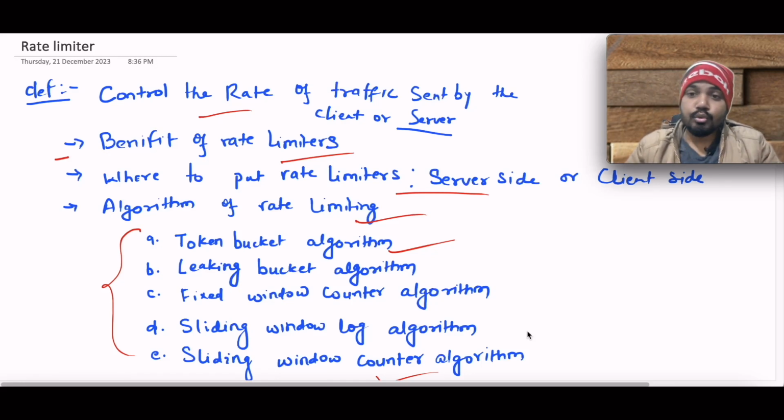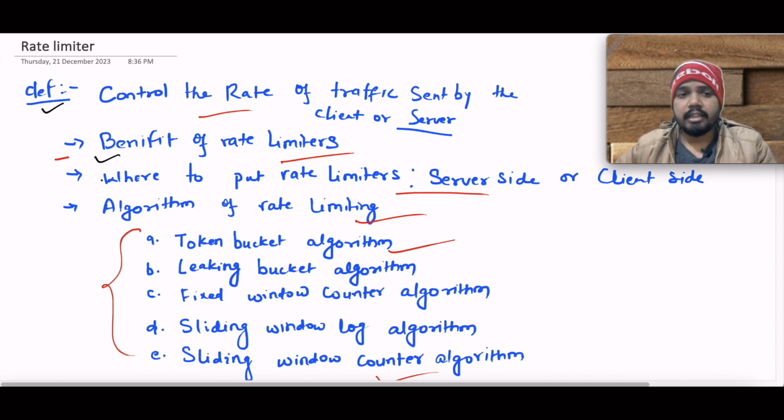I am Roshan. So today I'll be discussing the next part of rate limiter system design. Before discussing the next part, let's do a quick recap of what we have already done. The definition that we have completed, after that benefits, then where we have to put the rate limiter that we have already discussed, then all types of algorithms we discussed.